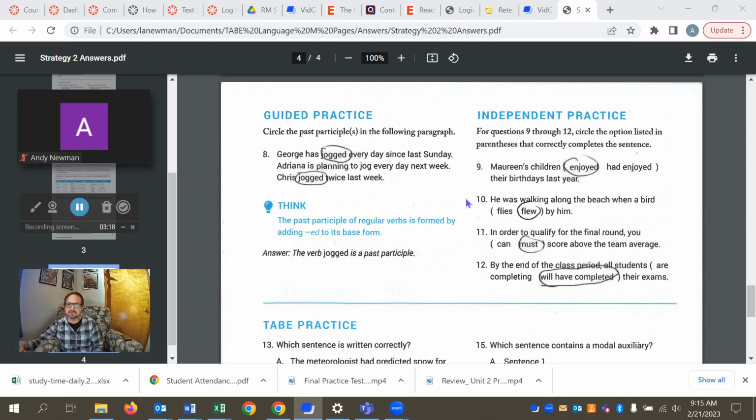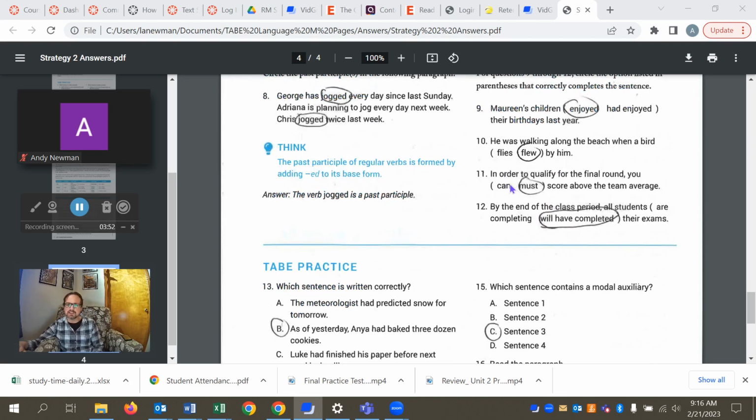Number 10, "He was walking along the beach when a bird flew by him." We have past progressive verb tense here. The past tense "flew" is not the same as past progressive, but it's consistent within the sentence. If you're able to see that this was going on in the past when this thing that just happened in an instant also happened in the past, but it happened during this walk on the beach.